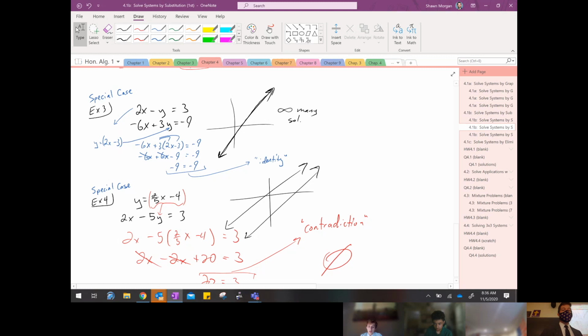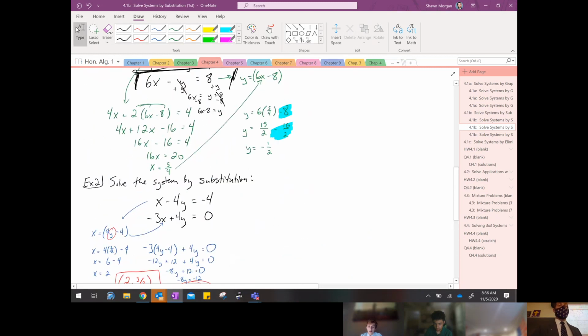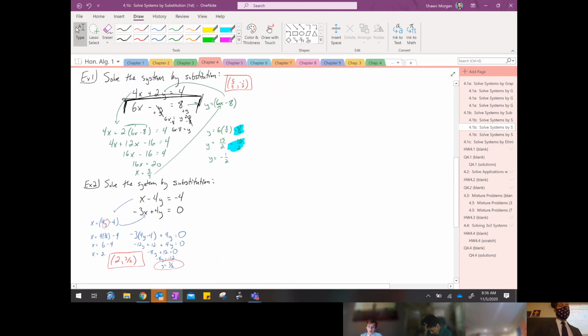A vast majority of the problems that you guys get, though, are going to look like example 1 and example 2. Vast majority of them will look like that, okay? Where you actually get an ordered pair. You get a solution, okay?